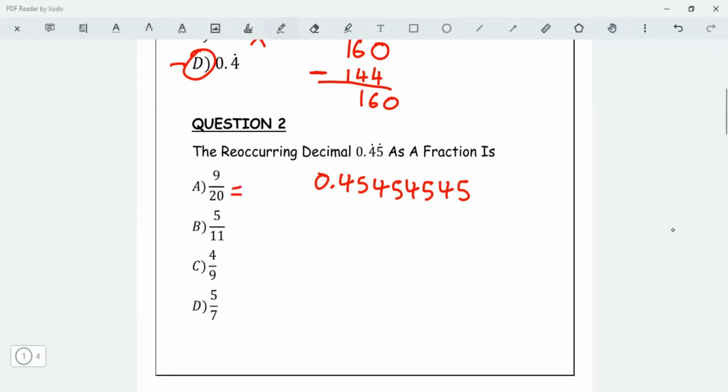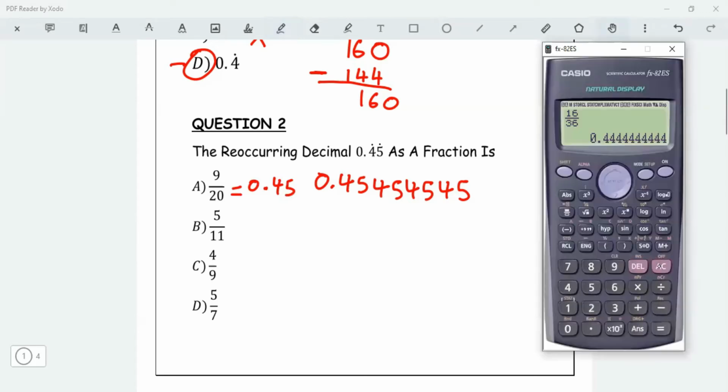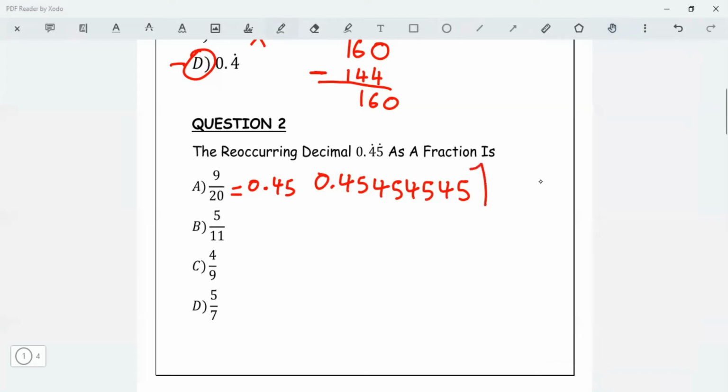Now 9 over 20, if you were to convert this to a decimal, that's just 0.45. Let's say you have out your calculator, 9 out of 20, you're going to get 0.45. But 0.45 is not recurring, it stopped right there. Okay, cool. Now check out 5 over 11. 5 over 11 is 0.454545454545. So all of this is 5 over 11.